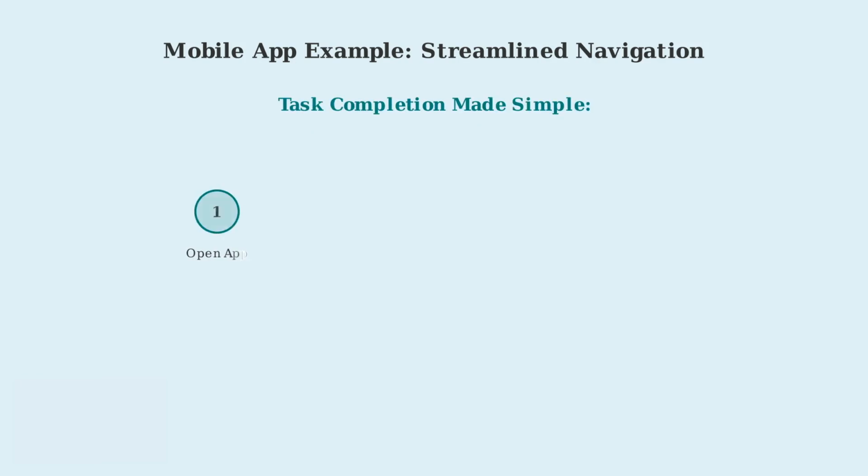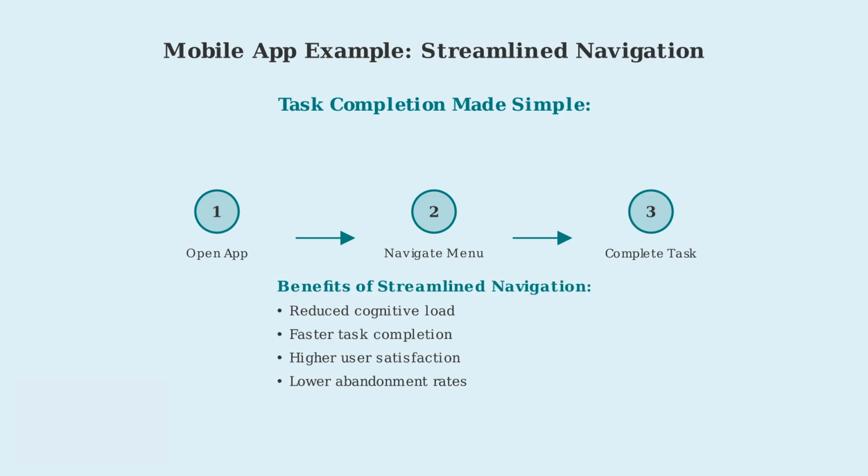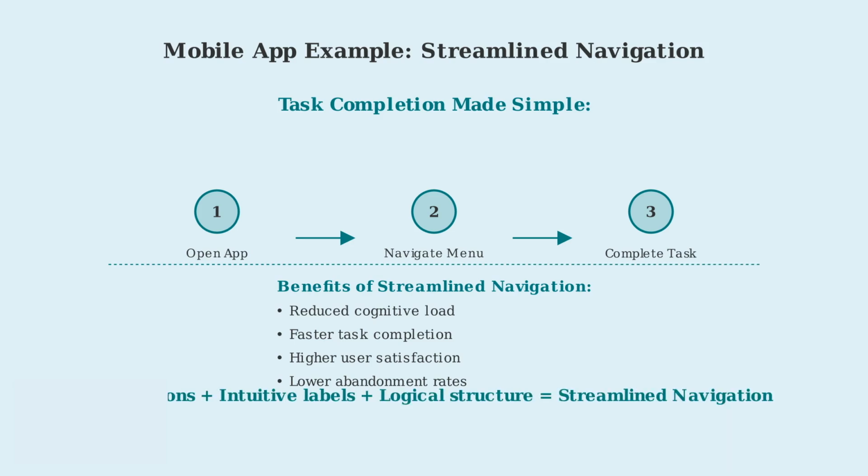Streamlined navigation creates a clear path from opening the app to completing tasks. Users can quickly navigate through menus and accomplish their goals without confusion or frustration. This approach reduces cognitive load, speeds up task completion, increases user satisfaction, and significantly lowers abandonment rates. Remember, streamlined mobile navigation combines clear icons, intuitive labels, and logical structure to create an interface that users can navigate effortlessly. This foundation enables users to focus on their goals rather than figuring out how to use the app.